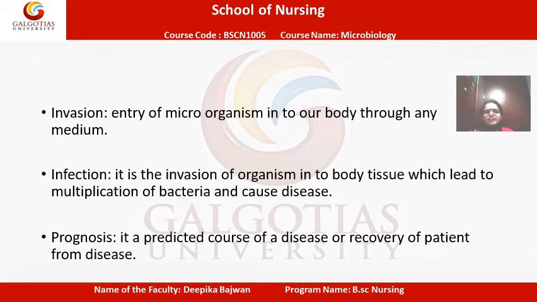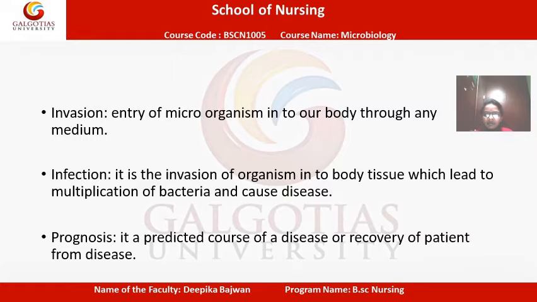So we can say infection is the invasion of an organism into the body tissue, which leads to multiplication of bacteria and causes disease. It means, like we have learned in the first term, invasion means only that the microorganism has entered your body. But in infection, after the invasion, it will start multiplication.